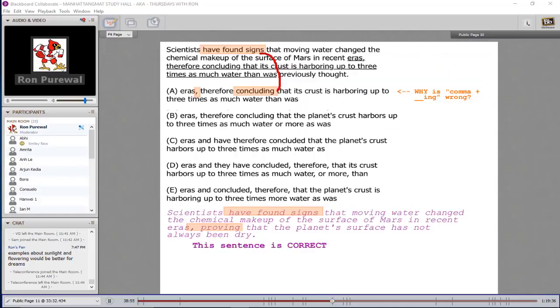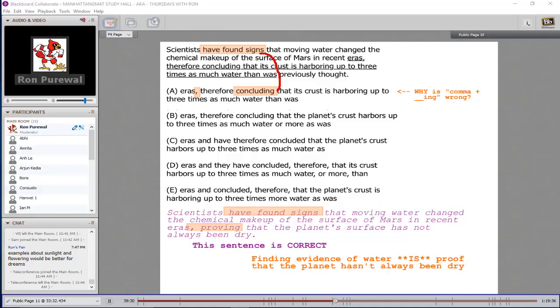All right, so back to this. The same thing explains this distinction between these two sentences. Because when you find signs of water, that in and of itself is proof that the planet has not always been dry. There's no further action there. Finding evidence of water is proof that the planet has not always been dry. So these are two descriptions of the same thing.